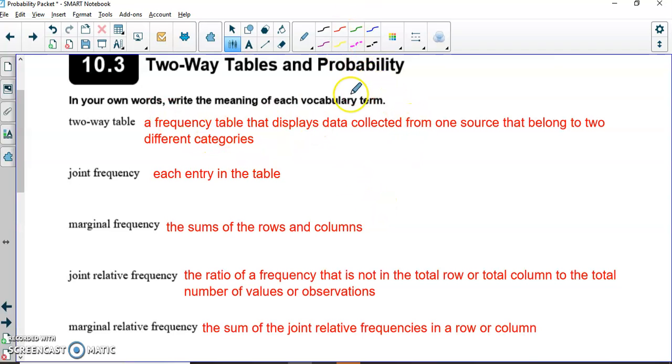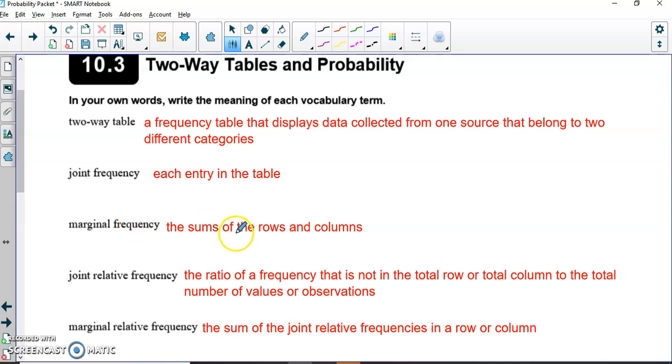You'll see an example of it, but it's basically a table that has two different categories in it. They always put these on standardized tests like the SAT, the ACT, so I see them all the time. So that's called a two-way table. I'll show you a couple examples. Joint frequency is each entry, so each part of the table.